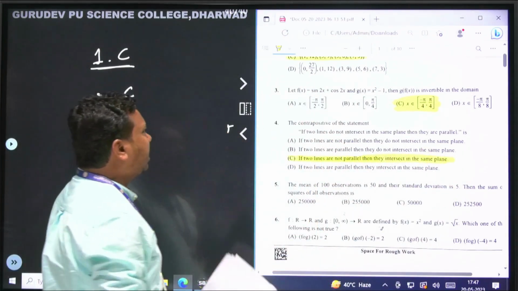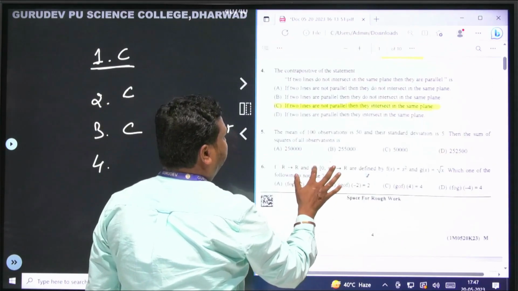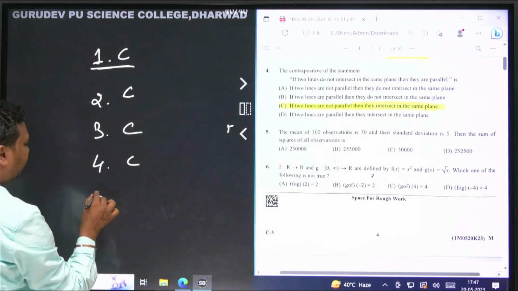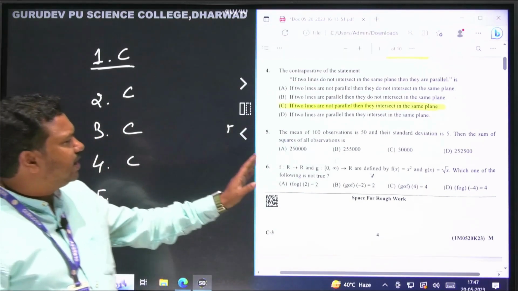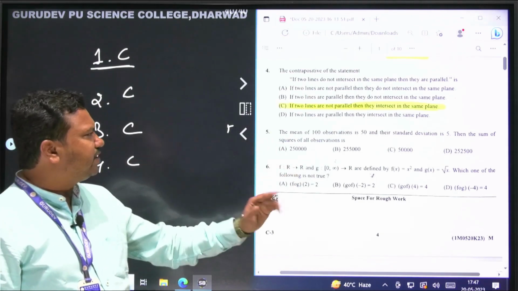Okay. Then I'll go for the next question, that is the fifth question. The mean of 100 observations. Fourth one, option C. Let me go for the fifth one. The mean of 100 observations is 50 and their standard deviation is 5. Then the sum of the squares of all observations.